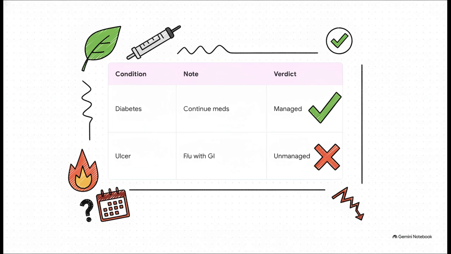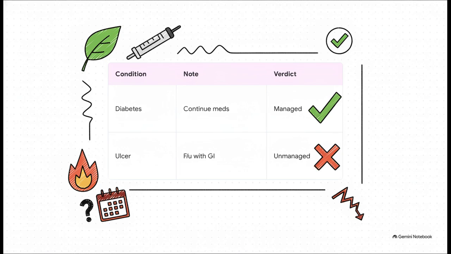Condition 3 is diabetes mellitus. The note reads, A1C 5.3%. Continue on current diabetic regime. What do you think? Yep, it is managed. Even though they didn't change the medication, they evaluated a recent lab value and made the active clinical decision to continue the current treatment. That is a perfectly managed, stable, chronic condition.